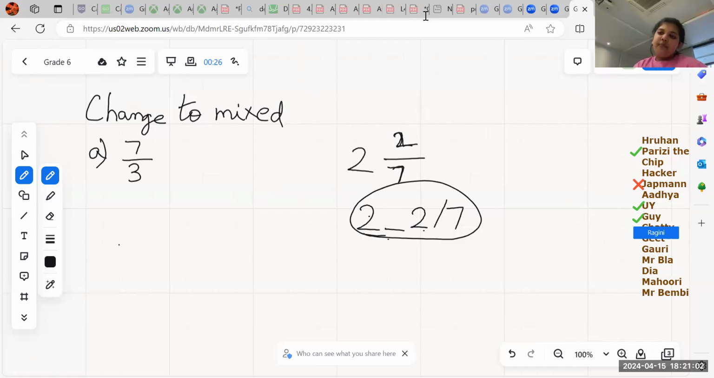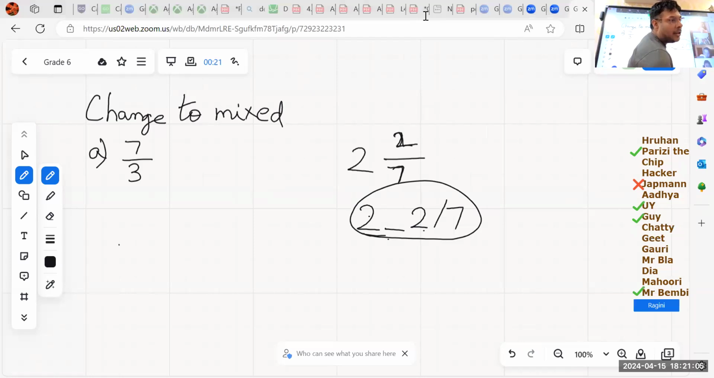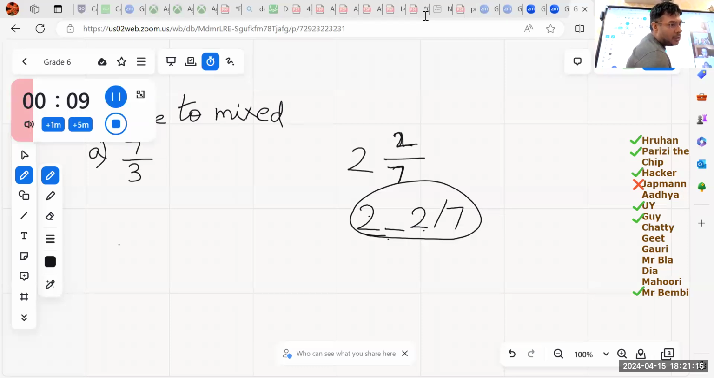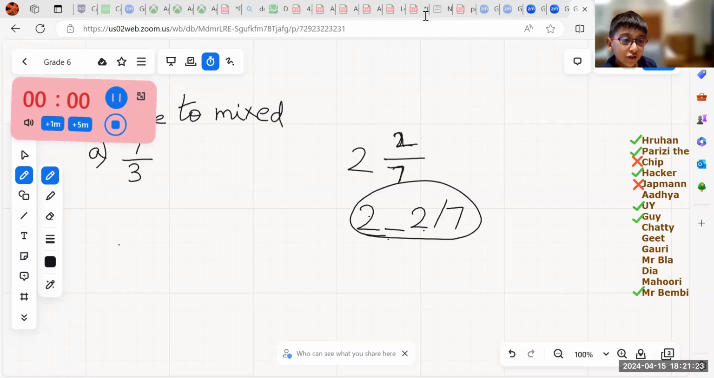So Hacker, Geetal, Gorish, correct. Guys, you have to send your answer to Ragini ma'am, because I am on smart board. Mr. Bambi, your answer is also correct. So Gauri, Geetal, Hacker, and Chetty, you have to send your answer. There's so much time for this question.